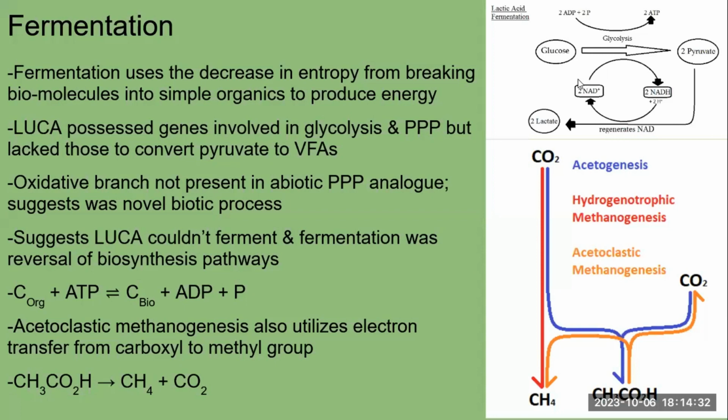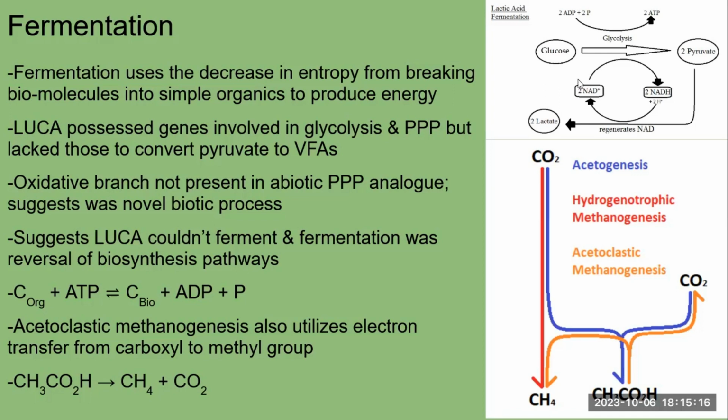Another process which is common across all branches of the tree of life that likely arose in the Eoarchean is fermentation. While redox chemistry uses the change in enthalpy of a reaction to produce energy, fermentation does so by increasing the entropy of the system. LUCA possessed enzymes involved in glycolysis and the pentose phosphate pathway, but lacked enzymes that produce volatile fatty acids such as lactate, which are often the end products of fermentation. Furthermore, the oxidative branch of the pentose phosphate pathway is not present in the abiotic analogs, suggesting that this was a novel process in biotic systems.